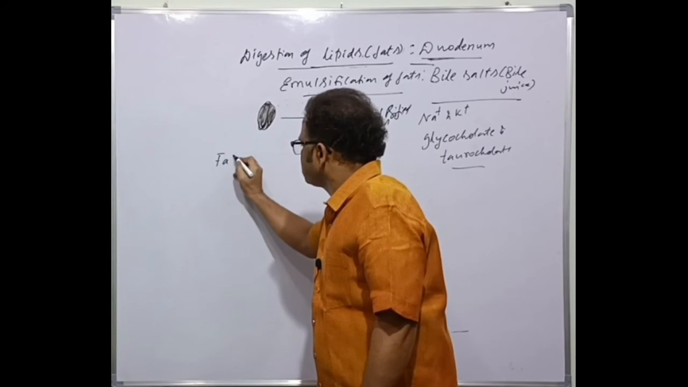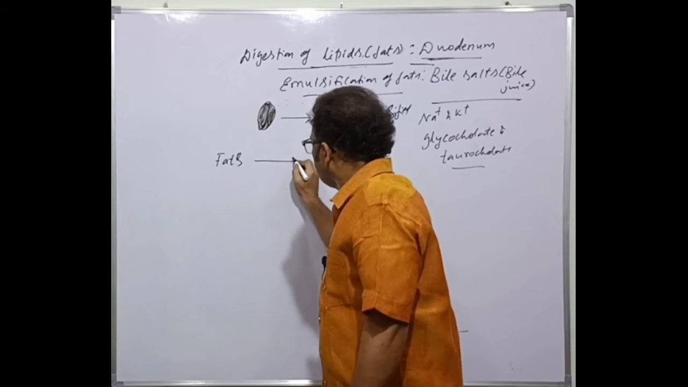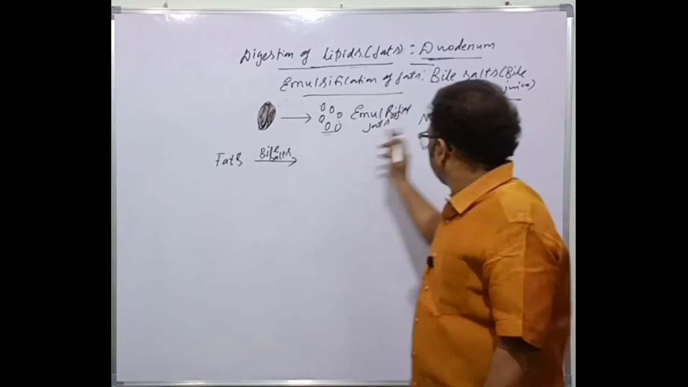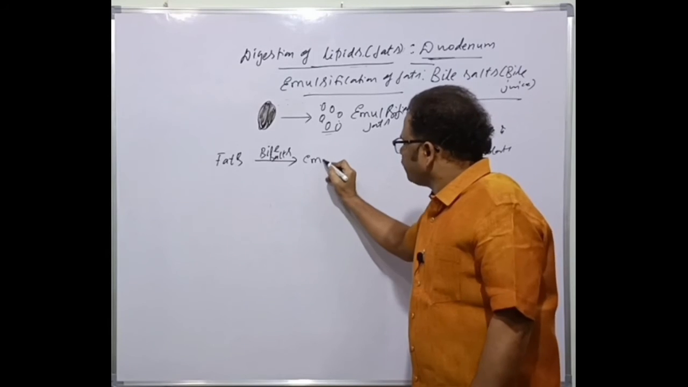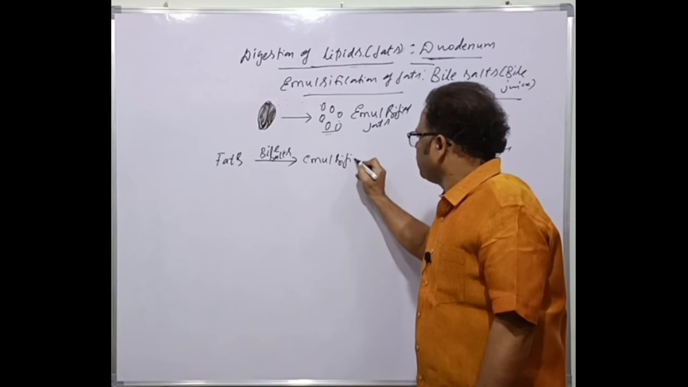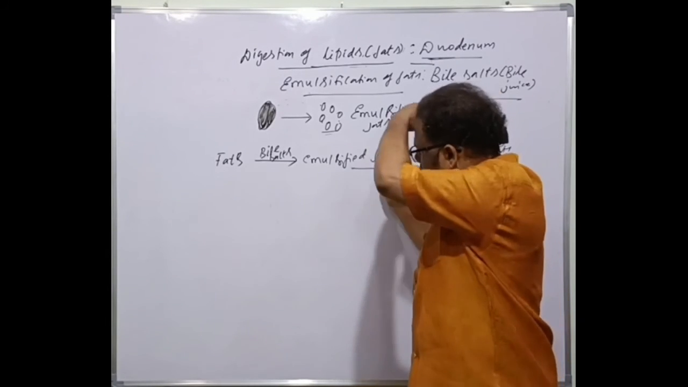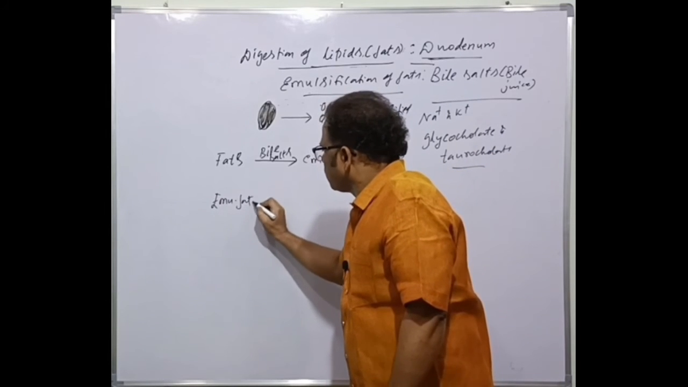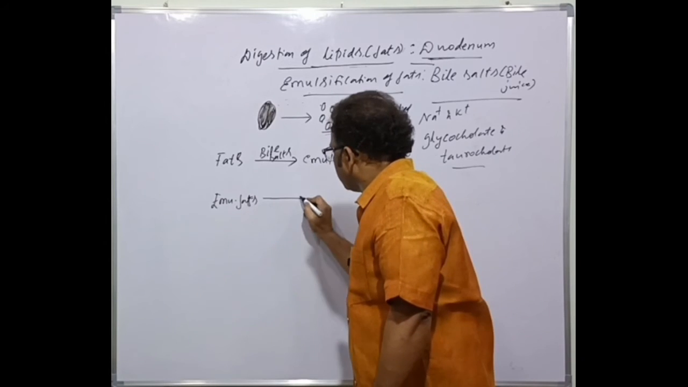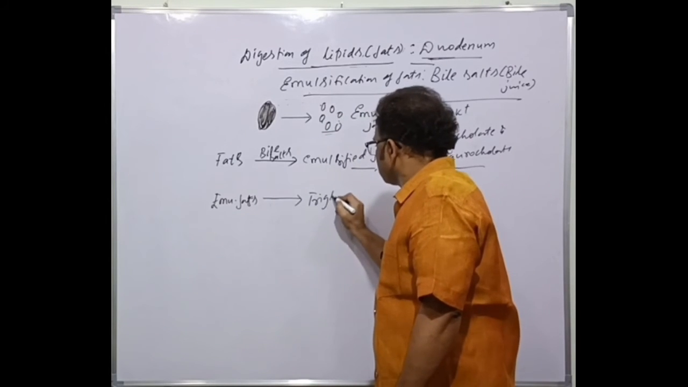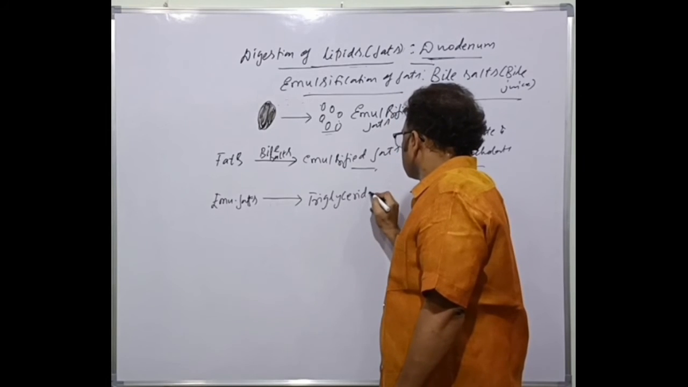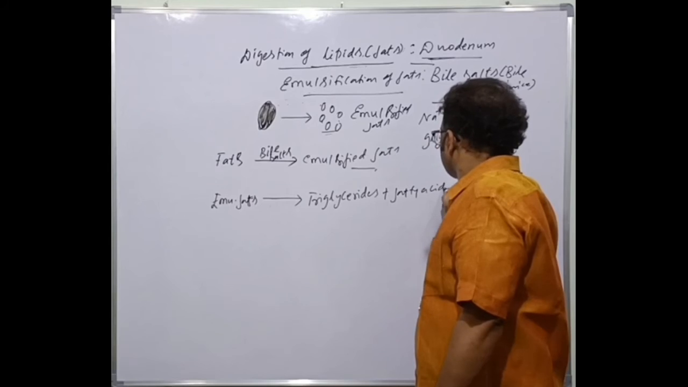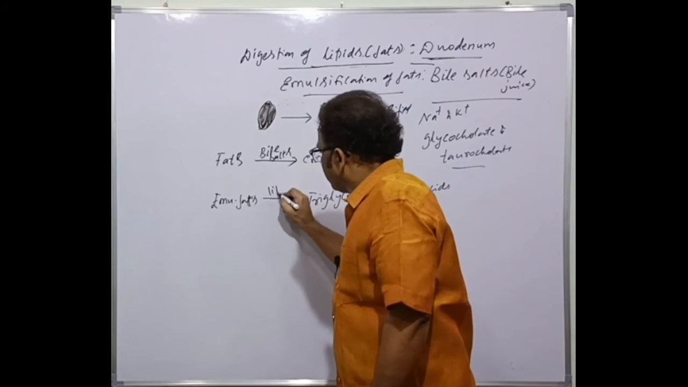So fats are broken down in the presence of bile salts. These are the bile salts acting on the fats to form emulsified fats. The emulsified fats are broken down into triglycerides and fatty acids in the presence of lipases.